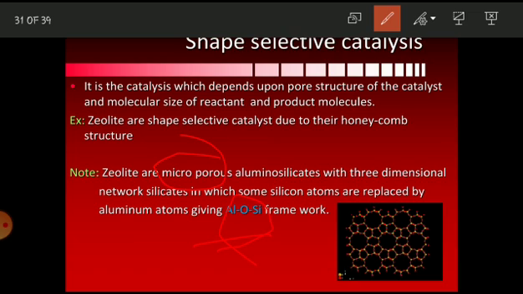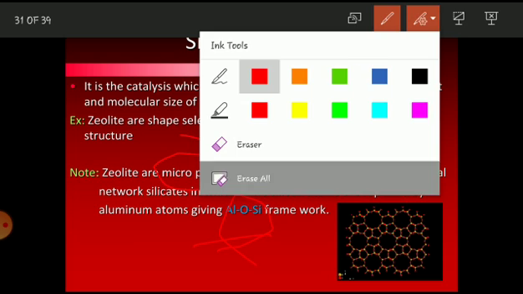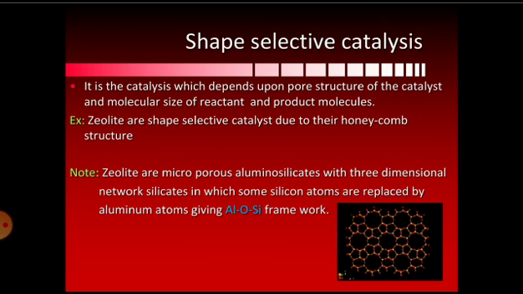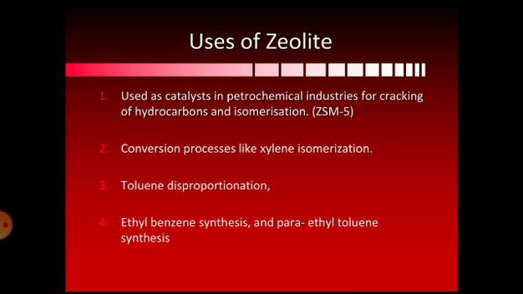It is microporous aluminosilicate with a three-dimensional network silicate which consists of an aluminum, oxygen, silicon framework. So this is one important thing you have to remember: shape selective catalyst. So zeolite is a shape selective catalyst. The next one, let us see the uses of zeolite. So how can we use this zeolite?